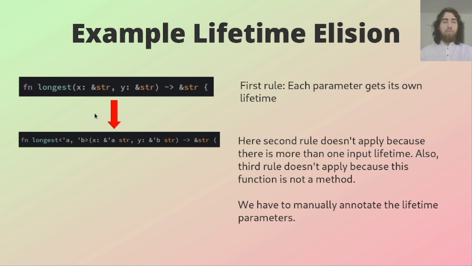As you can see over here, the compiler cannot infer the returned reference. Is it of lifetime 'a or is it of lifetime 'b, right? So it depends. If you return x, then you would annotate a lifetime of 'a. If you return y, then you would annotate a lifetime of 'b. And again, both lifetimes 'a and 'b must outlive this function.